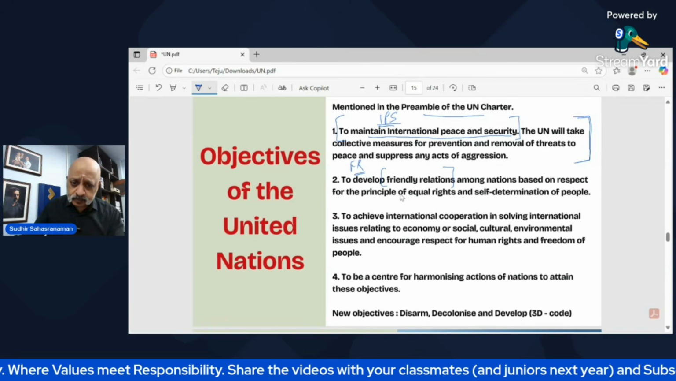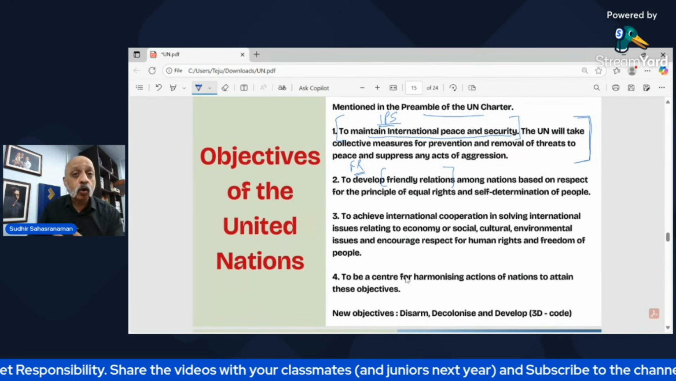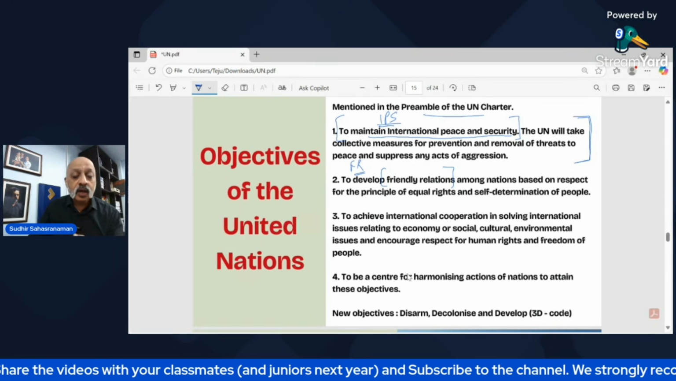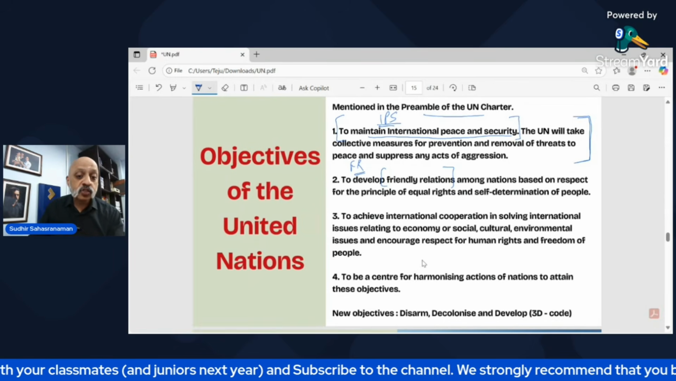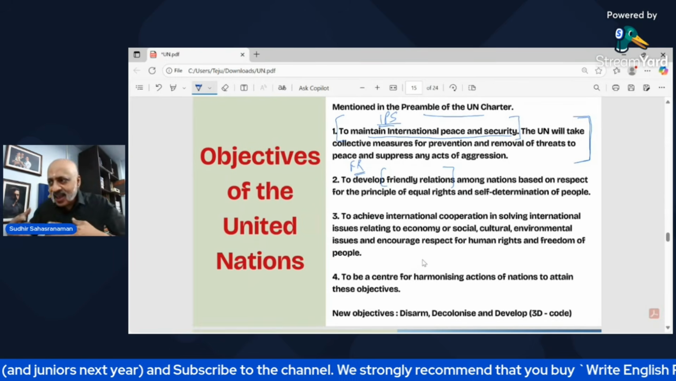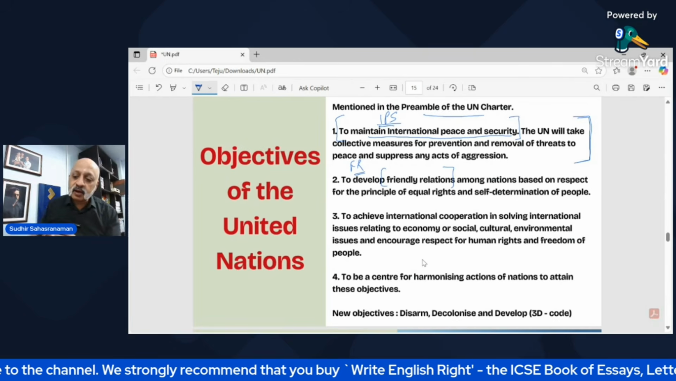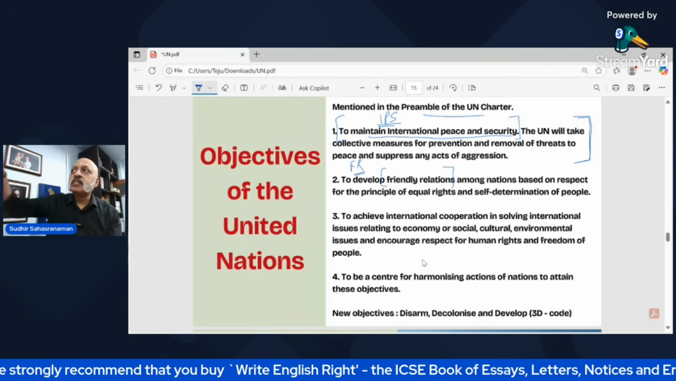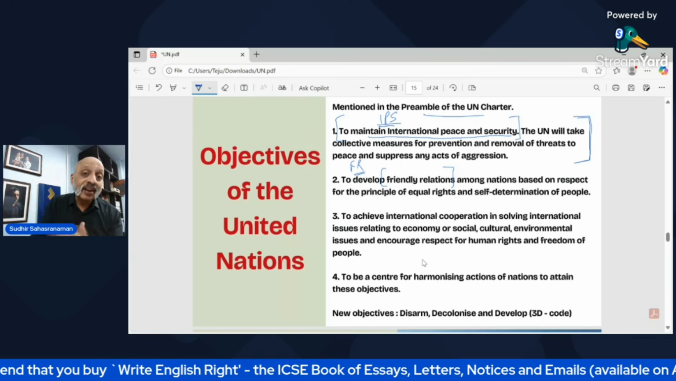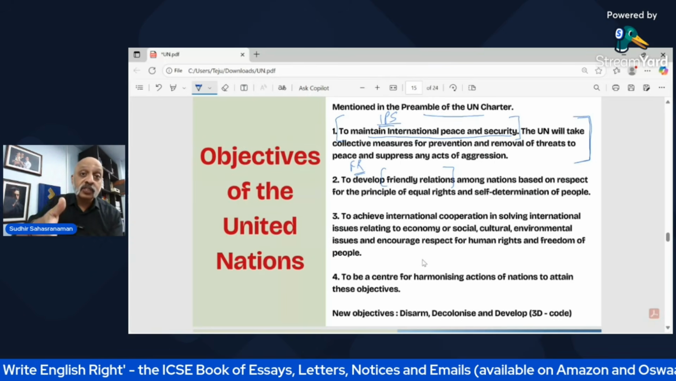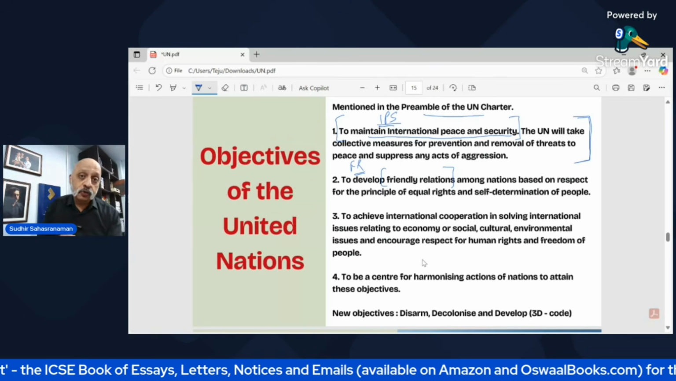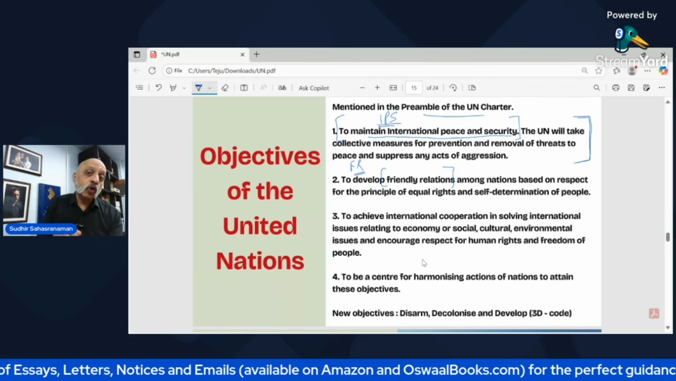Then this is international cooperation, and then also the UN is expected to be a center for harmonizing actions of nations to attain these objectives. Harmonizing means everybody is in harmony in order to ensure that all these objectives are achieved. It doesn't serve the purpose if half the member nations are not in agreement with this objective. So every member nation who signs up to be a member of the United Nations agrees to these objectives of the UN.